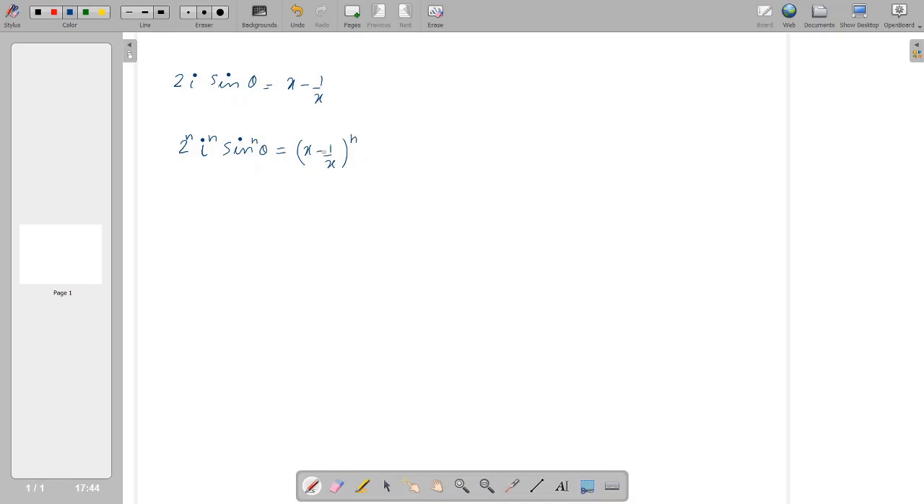So when we expand this term, the first term will be x raised to n. Of course we can expand this, that is x raised to n minus nC1 times x raised to n minus 1 into 1 by x plus nC2 times x raised to n minus 2 times 1 by x raised to 2, minus and so on.